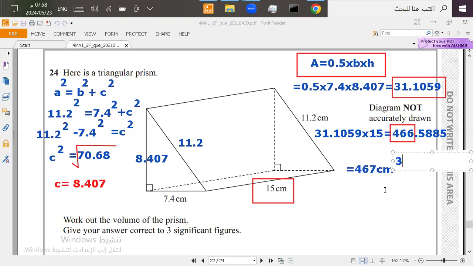And this is how you find the volume of the prism. So the whole idea is you have to find the area of the cross section and then multiply it by the length of the prism. We're missing this line, which is the height. We found it using Pythagoras. And then we used it to find the area, half base times height, and then we multiplied it by the length of the prism, and then we rounded this to three significant figures. Now let's move on to the next question.